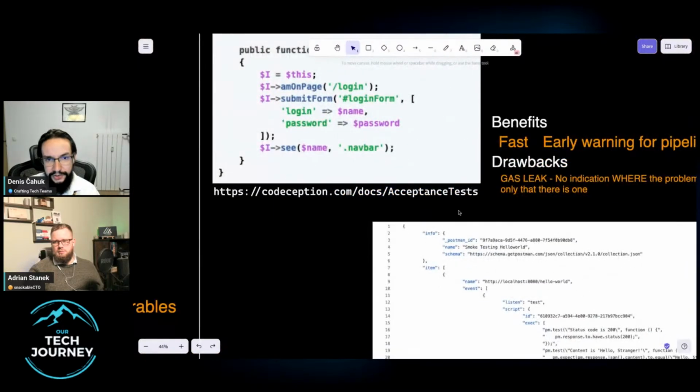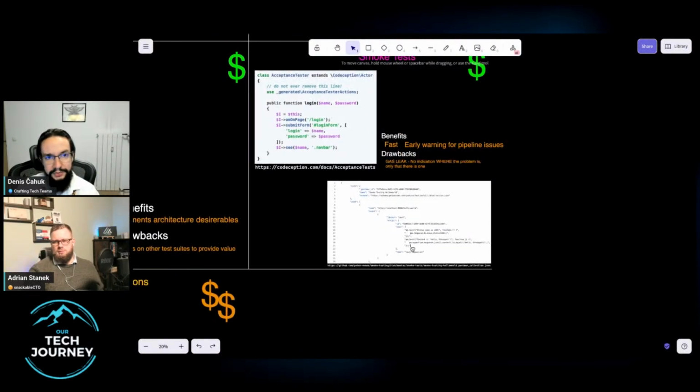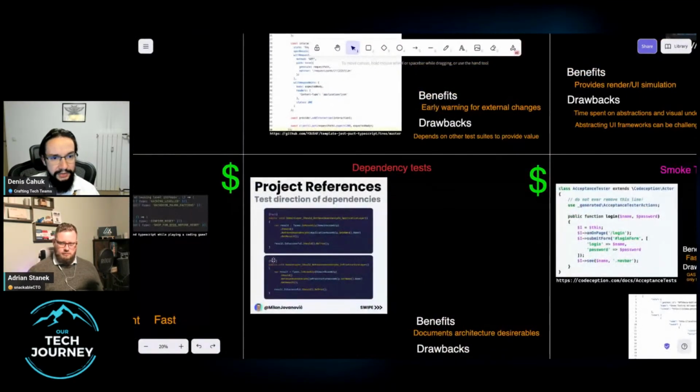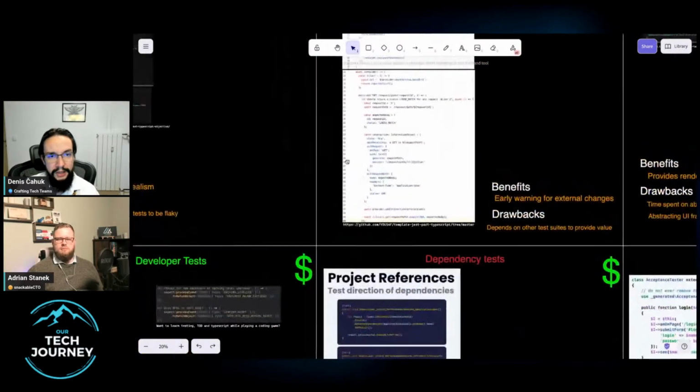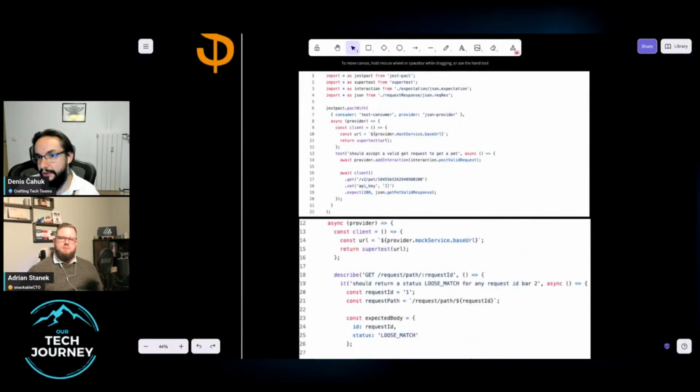These are health checks. One is with Codeception, one is with Postman. Dependency tests are using ArchUnit from Milan. I recommend you check out his channel. The contract test, I recommend Pact. Somebody also in chat recommended Pact.